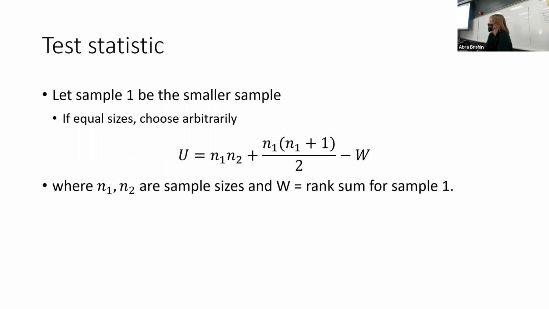So try using this to find the test statistic for our reading scores problem. So problem 2B. And for simplicity, let's go ahead and say class 1 is sample 1, because we can choose arbitrarily because there's the same sample size.